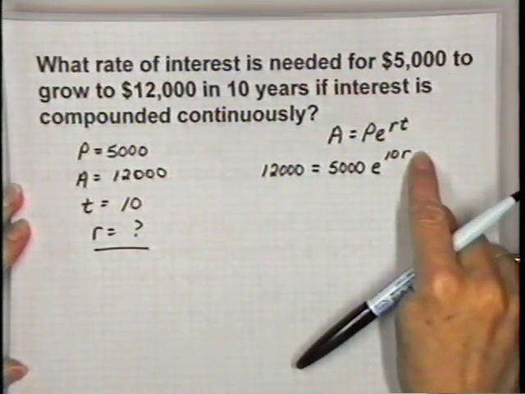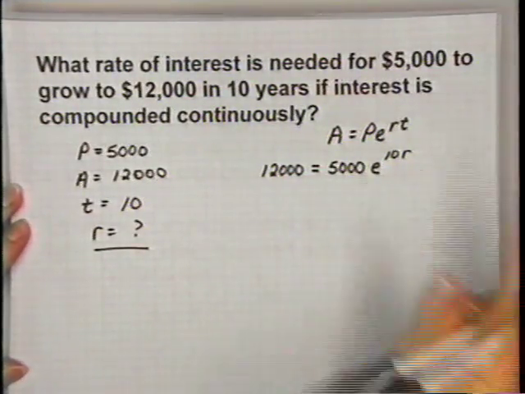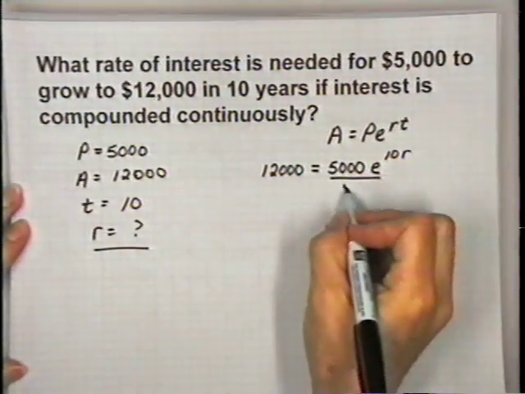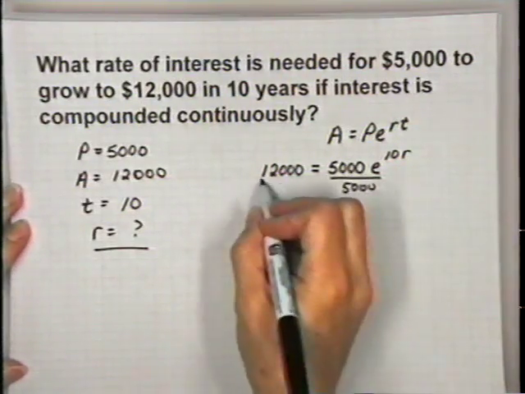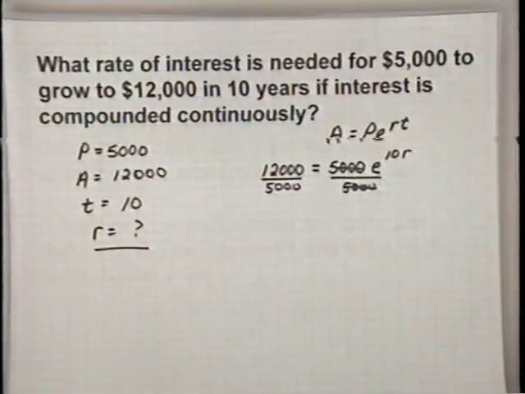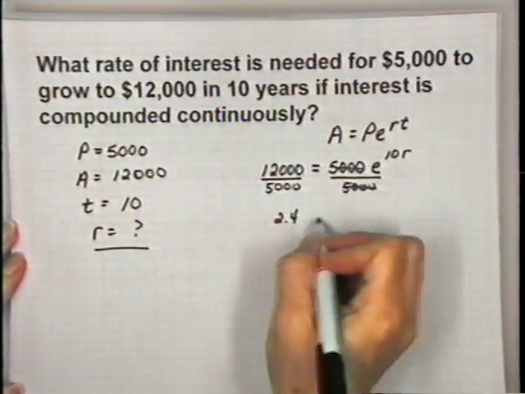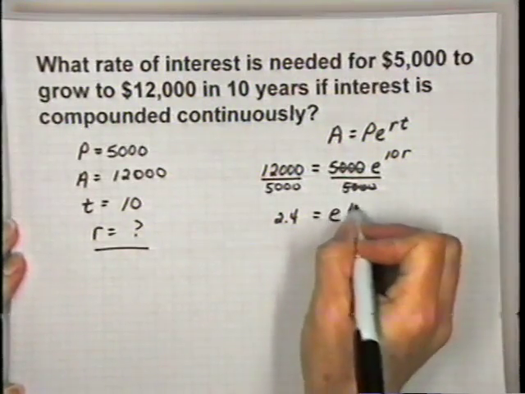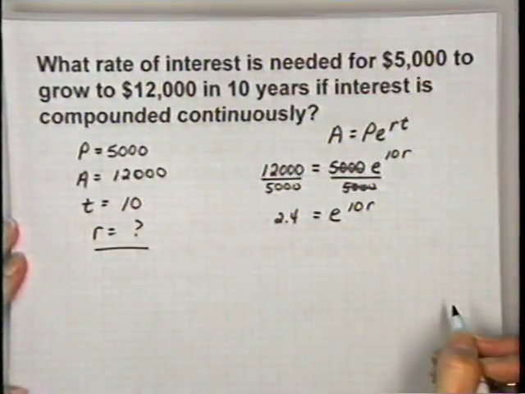Now, recall we learned that if we have something times this e, the first thing we're going to do is divide by that 5,000 to get rid of that term right there. So those cancel over there. So let me just divide 12,000 by 5,000 right quick. And what I have over here is 2.4. So 2.4 is e to the 10r power.